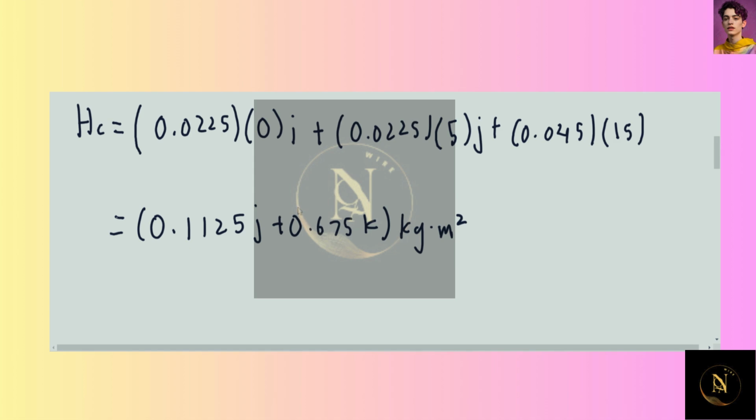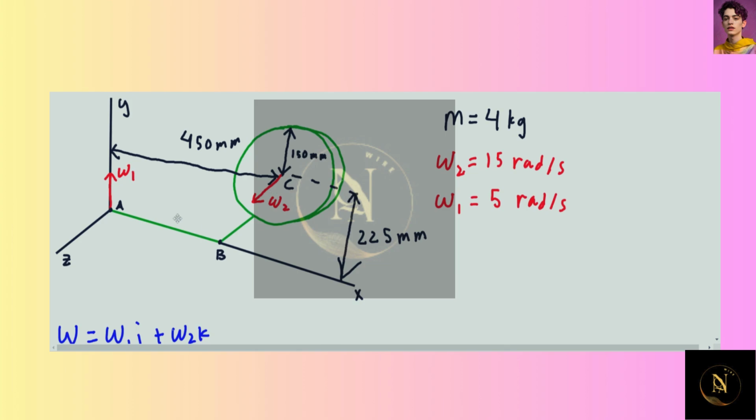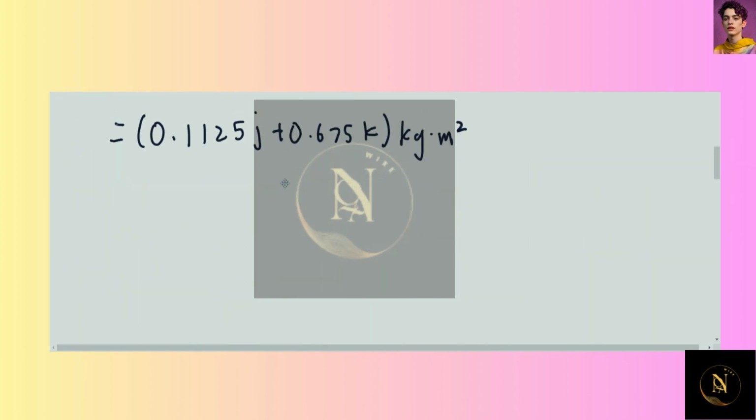So now that we know this angular momentum, we next have to find the distance between point A and point C. So that distance, which I'll call R, is going to be equal to 0.450 i plus 0.225 j. And this is just by looking at the free body diagram.